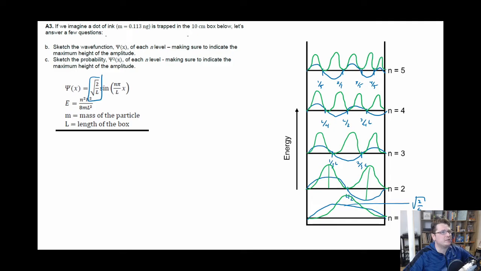Right, and so that's what the probabilities look like in all of those instances. Because we're squaring the wave function to get the probability, the amplitude is simply 2 over L in that case. If it was the square root of 2 over L as the amplitude beforehand, now it'll be 2 over L.